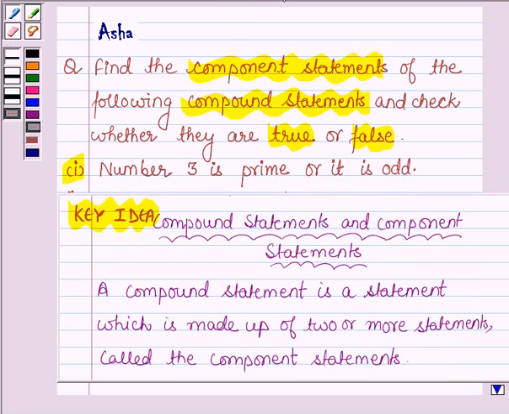Now we know that a compound statement is a statement which is made up of two or more statements connected by the words like, and, or etc. Therefore, in this question, we shall remove these connecting words to find the component statements and then check whether they are true or false with our previous knowledge. Right? Let us remind once again that a compound statement is a statement which is made up of two or more sentences called the component statements.